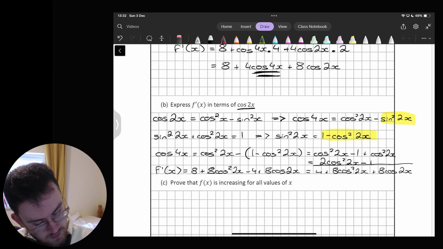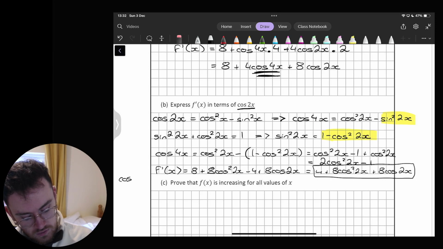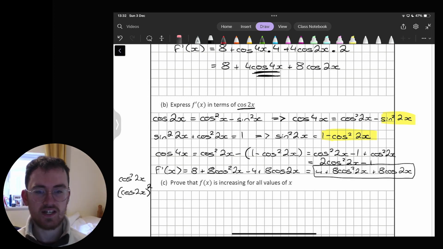So a lot of manipulation and trig identities being used. There are two identities being used to manipulate it in terms of what they want. Cos squared 2x is considered in terms of cos 2x because we can remember that cos squared 2x is the same as me writing cos 2x all squared. So we know that identity already.